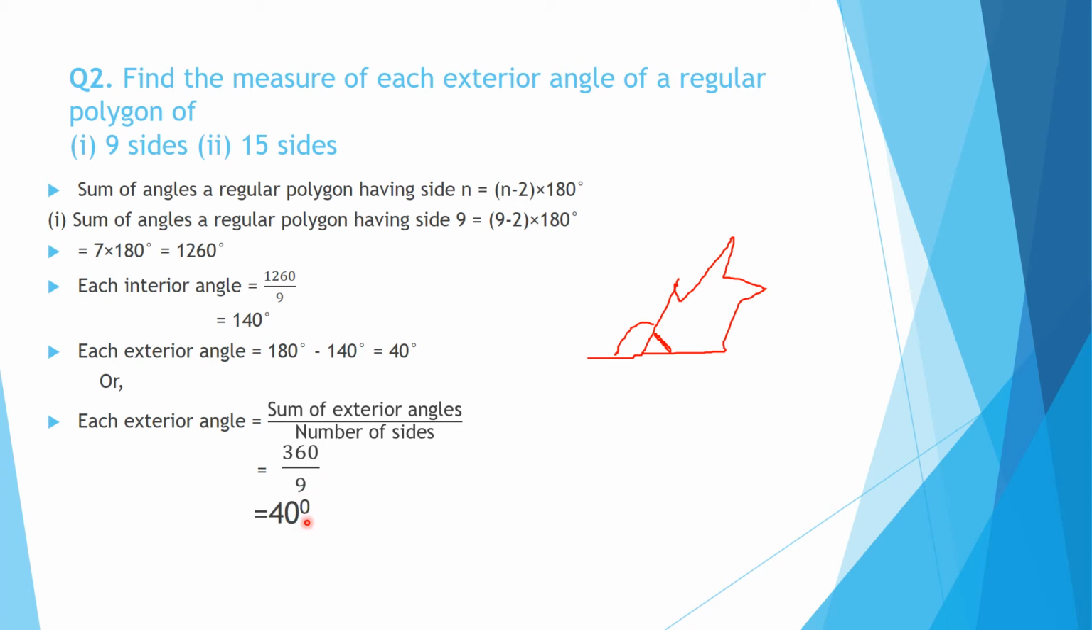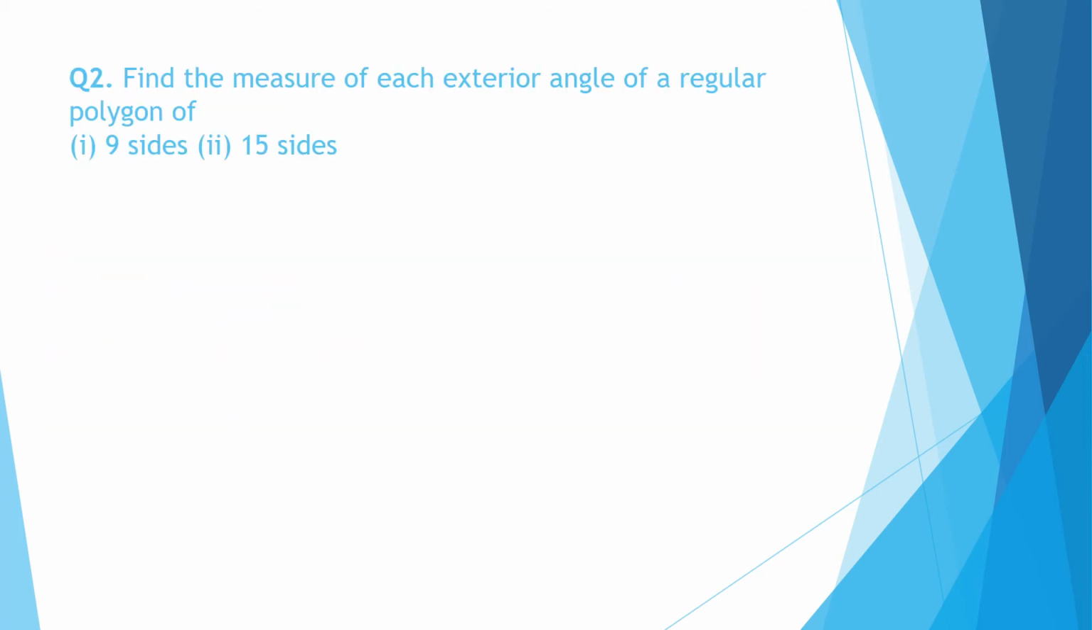For one part you will be doing both the methods. I know the second one is the shorter one, but still you have to do both the methods in the notebook in the first part, and for the second part it's your choice. In the second part it is having 15 sides.